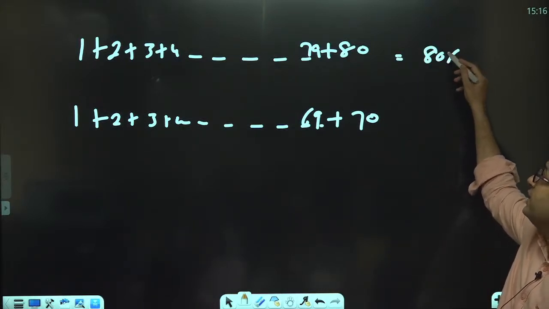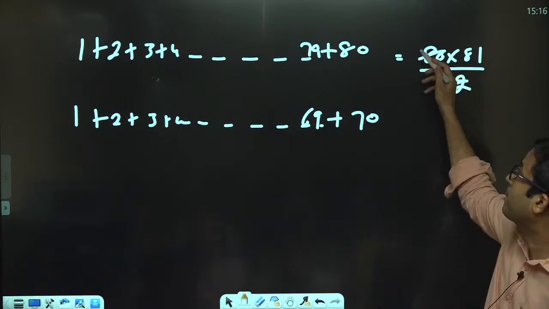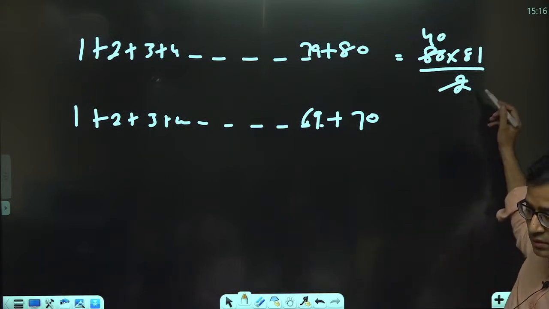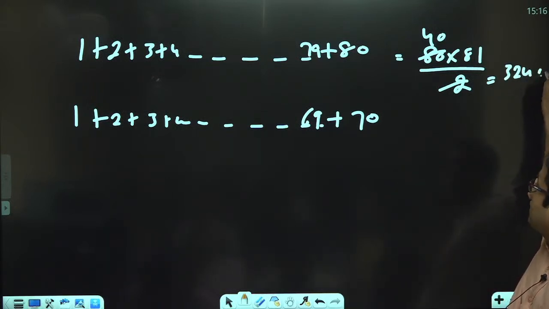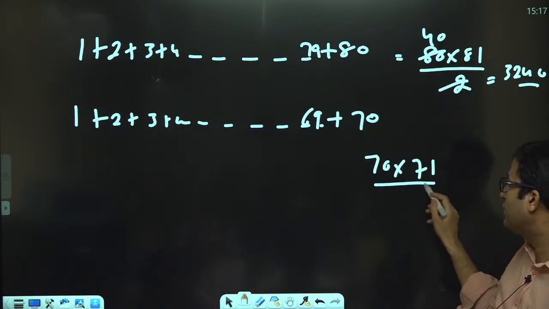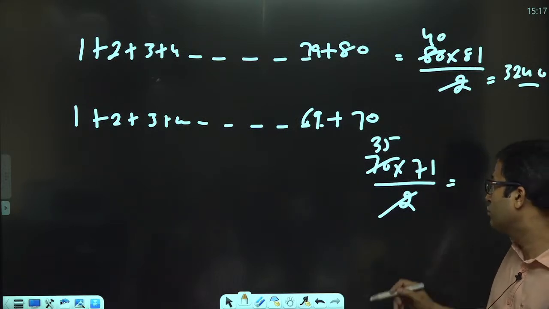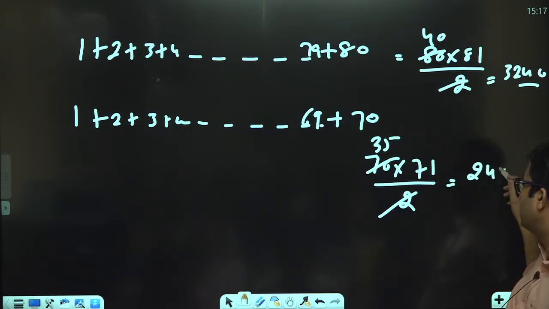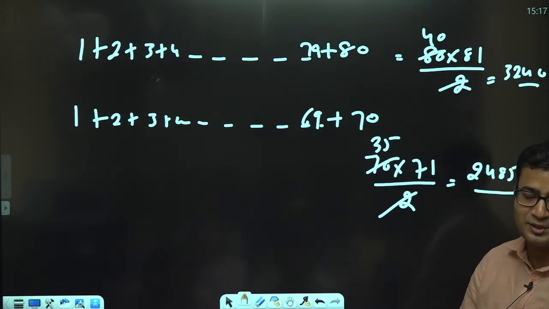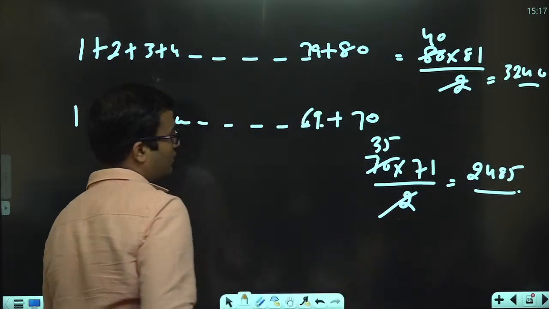So this is 80 into 81 divided by 2. Okay, so what is your answer? 3240. In the second one, 70 into 71 divided by 2. 24. भरोसा करके लिख रहा हूँ कि you might be giving the correct answer. और I check, 35 into 71, 2485.